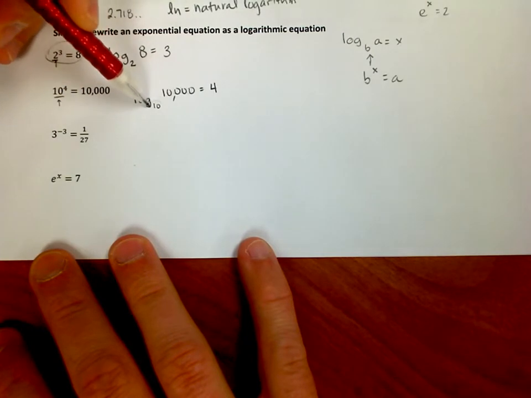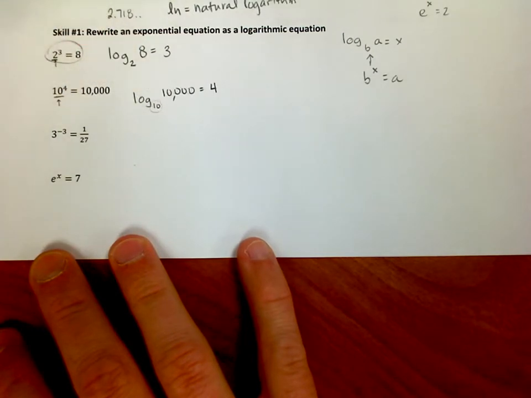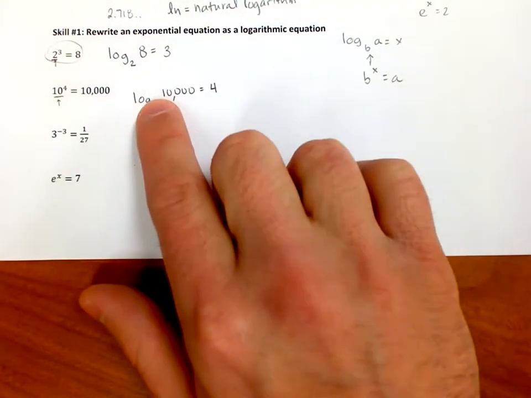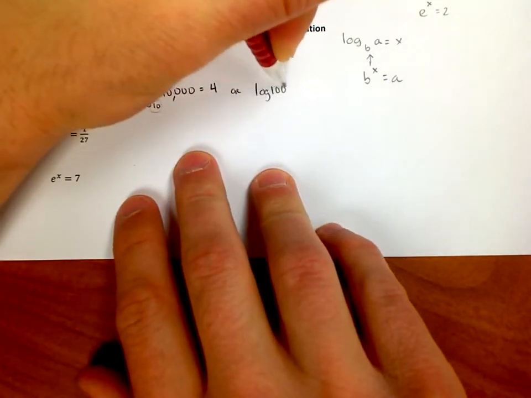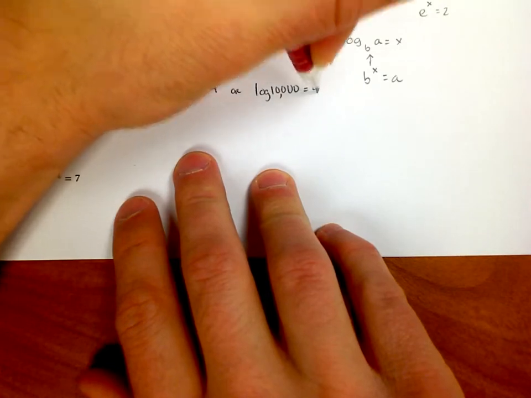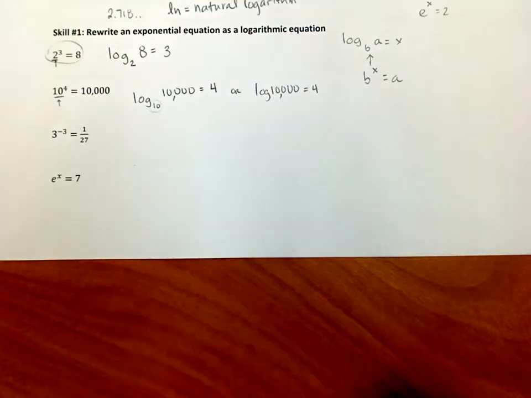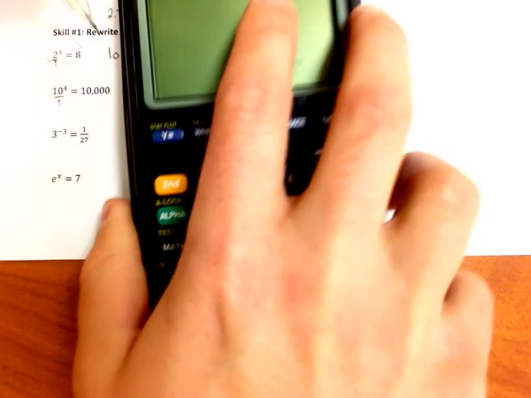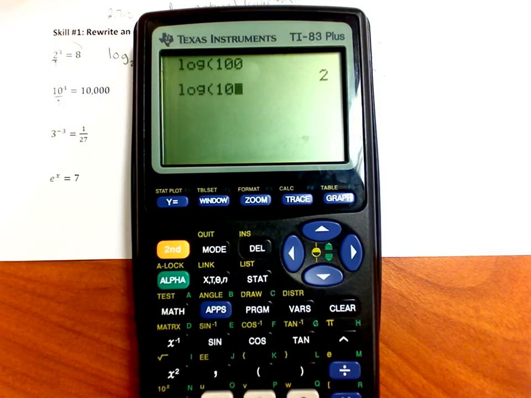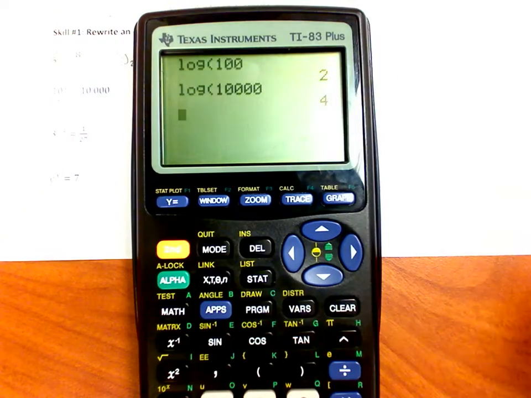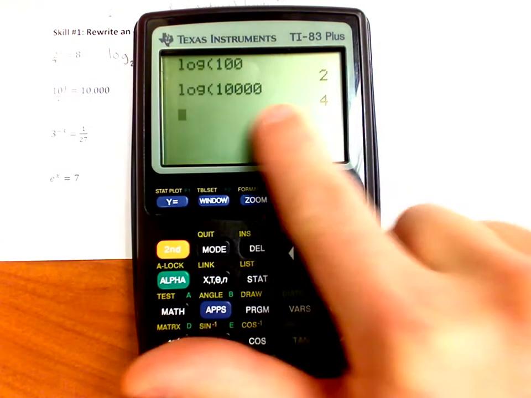By the way, see how it's a base 10? You don't have to necessarily write it. If you do write it, it's okay, but it's redundant, because if you don't write it, it's assumed to be 10. So you could also write it as log of 10,000 is equal to 4. An equation like this is actually pretty easy to check whenever it's a base 10, because I can type it in my calculator and say, well, does log of 10,000 really equal 4? And indeed it does, because 10 to the 4th power is equal to 10,000.